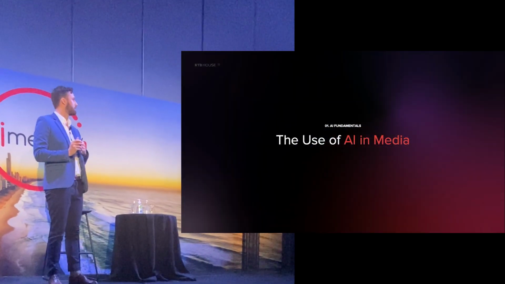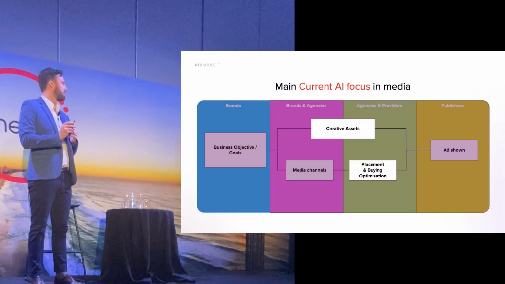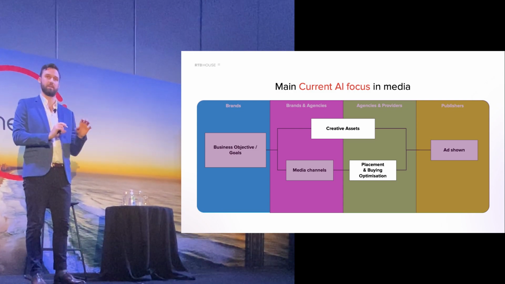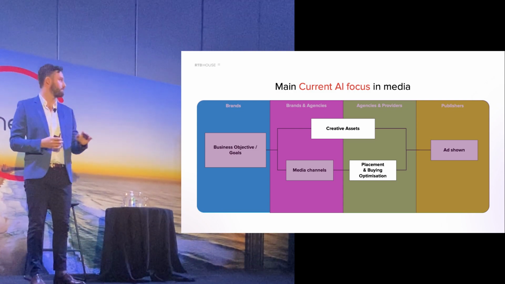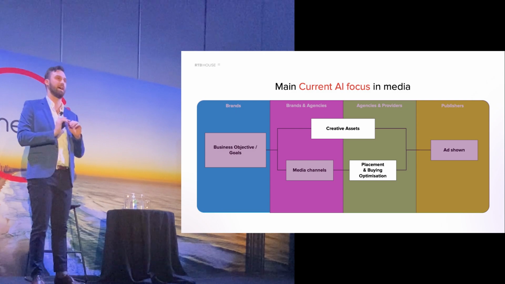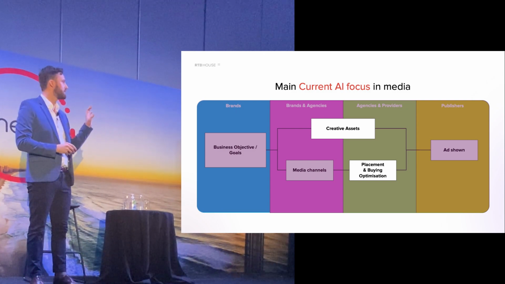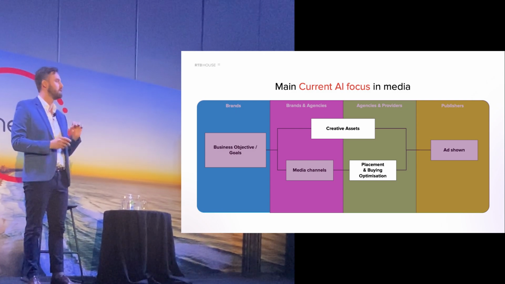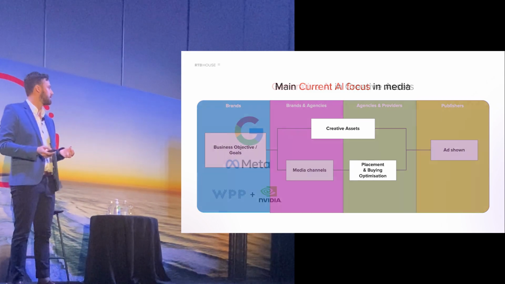So the use of AI in media. There's two main focuses currently. And this is only what is at the moment. Every one of those lines and every part of there could have AI linked into it. But at the moment, there's really two main focuses that people or companies are looking at.